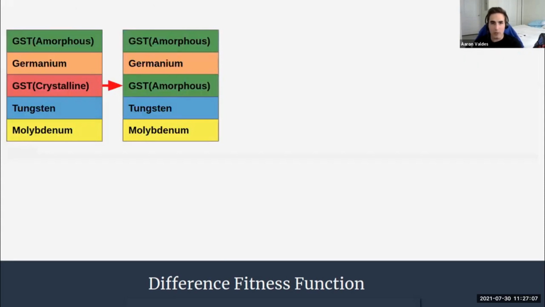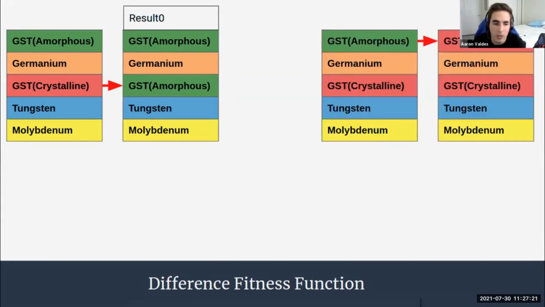As you saw from the previous slide, this is a result of the simple conversion of our current multi-layer structure to two different multi-layer structures made of either only amorphous or only crystalline. Next, we have to simulate each of those new multi-layer structures created. As you can see, result 0 will be the result of the simulation of amorphous, and result 1 will be the result of the simulation of crystalline.